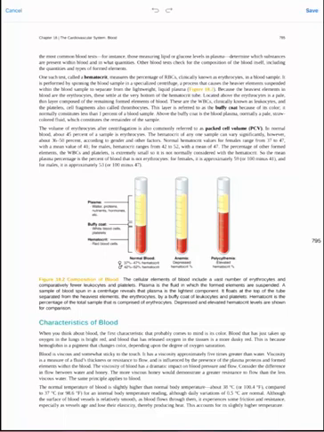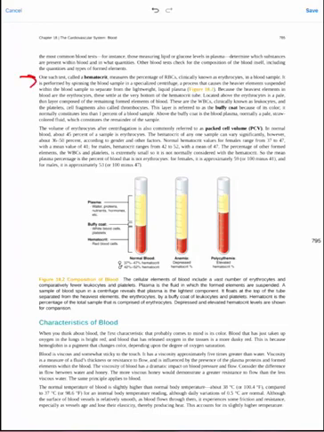And here, the most common blood tests, for instance, those measuring lipid or glucose levels in plasma, determine which substances are present within the blood and at what quantities. So we're going to talk a bit about some of those quantities here. Other blood tests check for the composition of blood. So we'll talk about some of these things.